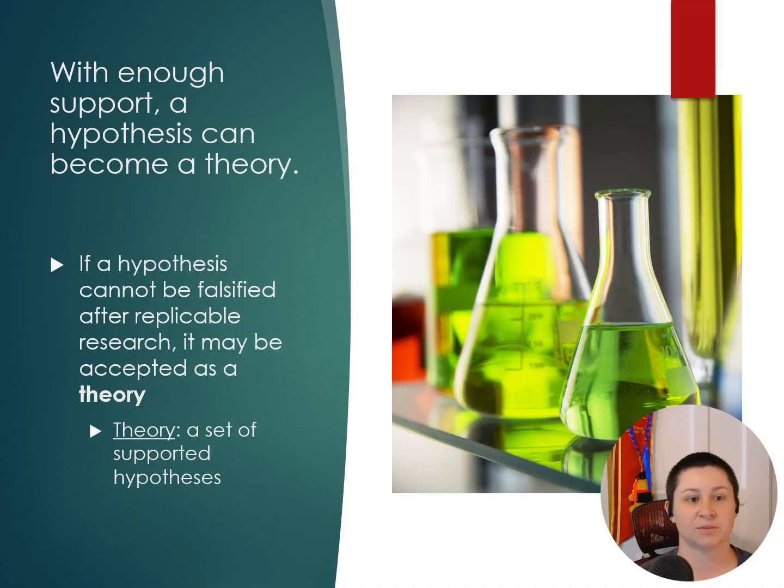And with enough support, a hypothesis can become a theory. So like I was saying earlier, if I find that ducks like grapes in Columbus, I can't make that into a theory until I have a bunch of other people in a bunch of other places also confirm that to be true. So if a hypothesis can't be falsified, after replicable research, then it can be accepted as a theory. And a theory is a set of supported hypotheses.